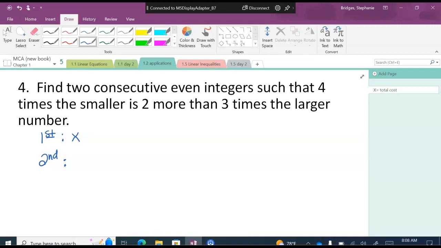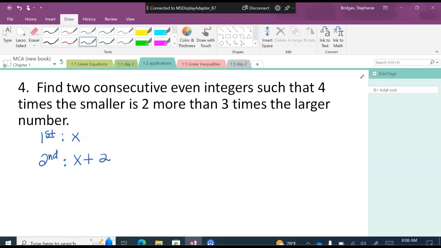If it just says consecutive numbers, then it would be x plus 1, x plus 2. So just think about the even and odd skip a number, so we have to do 2. So we're going to let that be represented as x plus 2. We're looking for 2 numbers. We don't know what they are. We know that they are consecutive even numbers. We just have to figure out what it is.